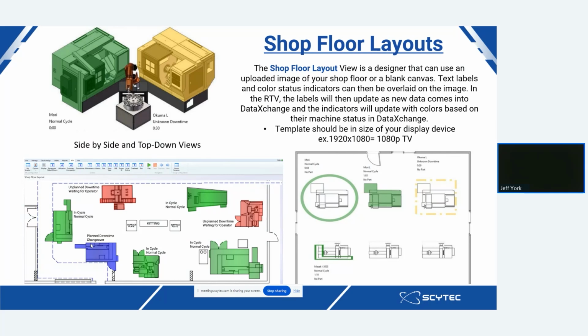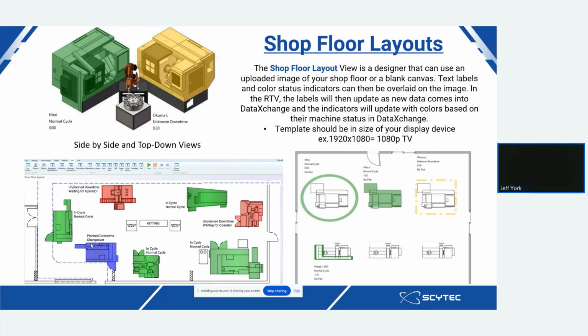The shop floor layout is a designer that can use an uploaded image of your choosing of your shop floor, or even just a blank canvas. And then you can have text labels and color status indicators that can be overlaid on the image in the RTV. The labels will then update as new data comes into DataXchange, and the indicators will update with colors based on their machine status in DataXchange.